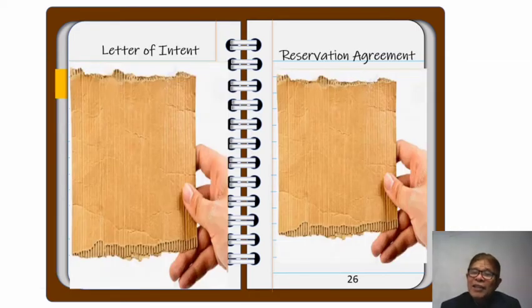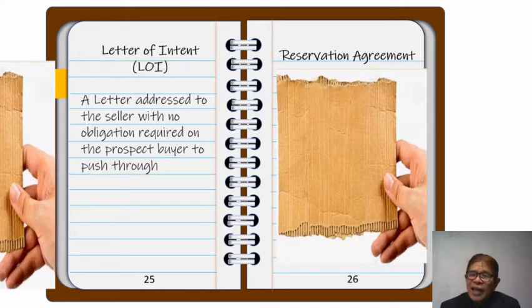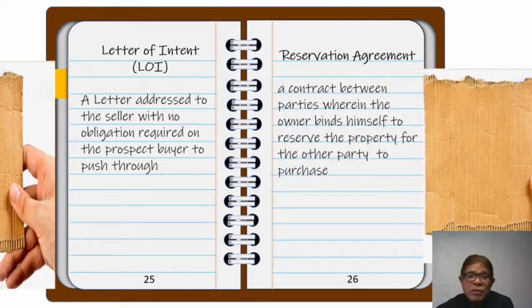Next is letter of intent. What is a letter of intent? It is a letter addressed to the seller with no obligation required on the prospect buyer to push through. So, LOI is used when the developer does not have a license to sell yet, while a reservation agreement is a contract between parties wherein the owner or developer binds himself to reserve the property for the other party to purchase.